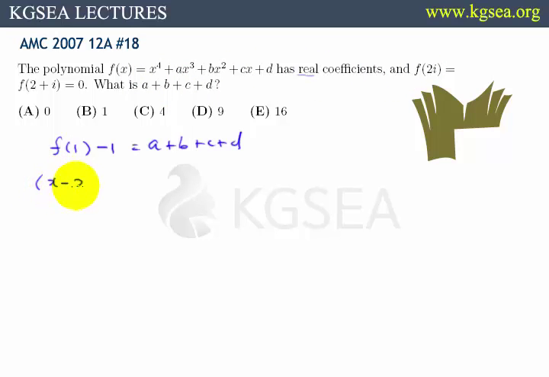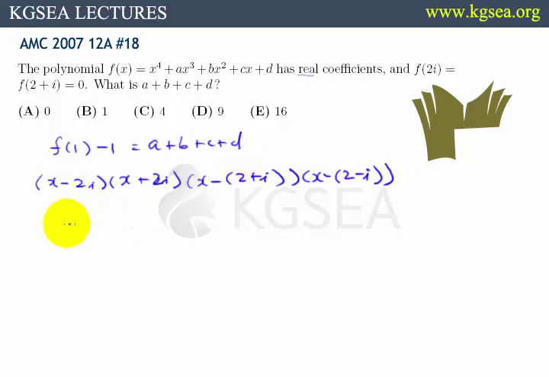x minus 2i. And you know there's a conjugate, it's x plus 2i. And what about this? It was x minus 2 plus i. And there was x minus 2 minus i. Okay?